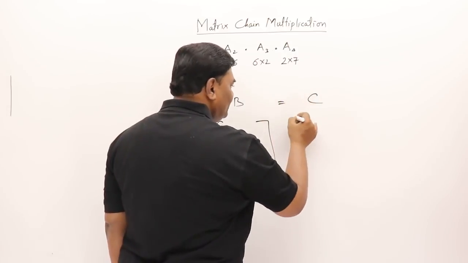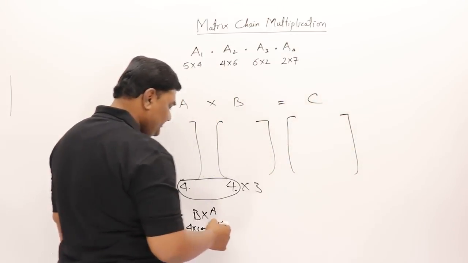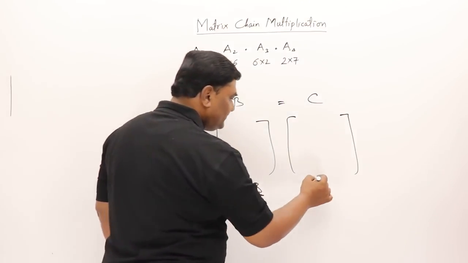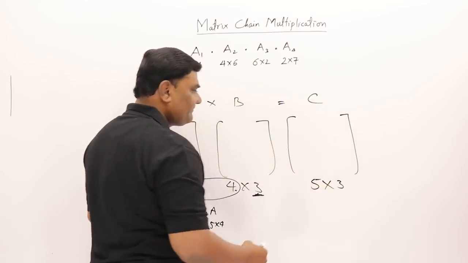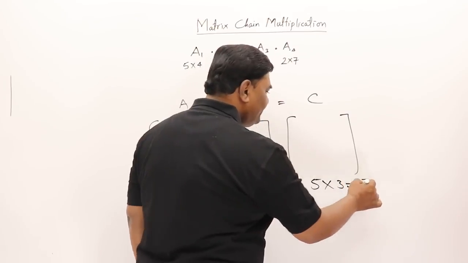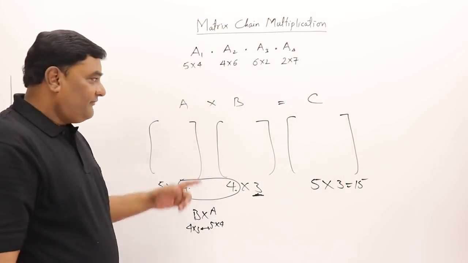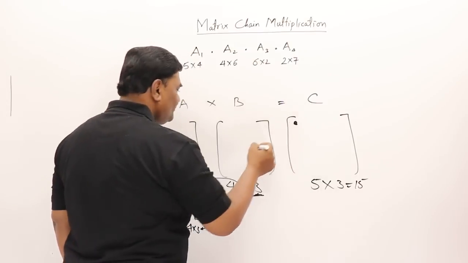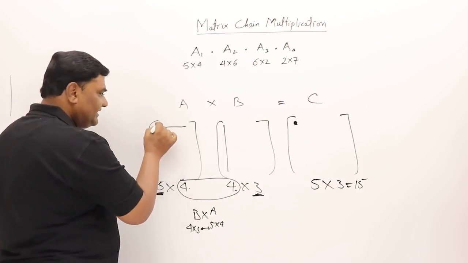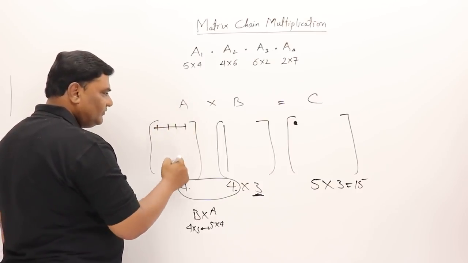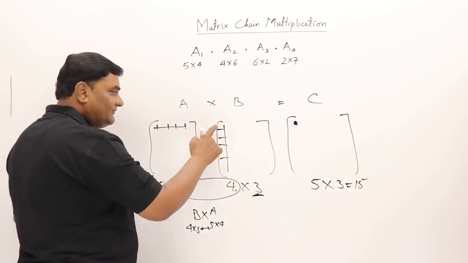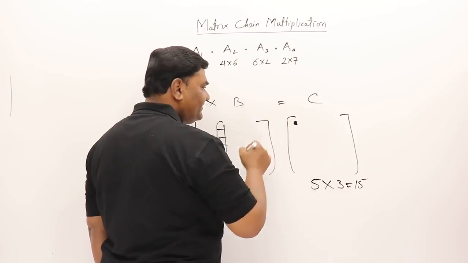When you multiply, the resultant matrix will be C and the dimension of that resultant matrix will be 5 cross 3. Number of rows of the first one and number of columns of the last one, 5 cross 3. So how many elements will be there? 15 elements. Then for getting each element, what are we supposed to do? Multiply the first row with the first column. The first row will have 4 elements and the column will also have 4 elements. So a total of 4 multiplications I have to do for getting this single element.